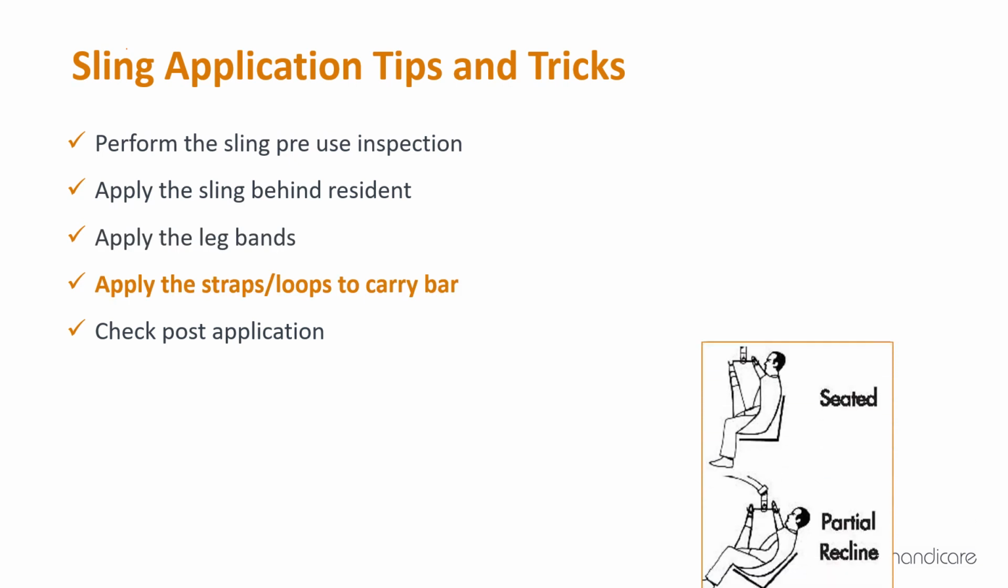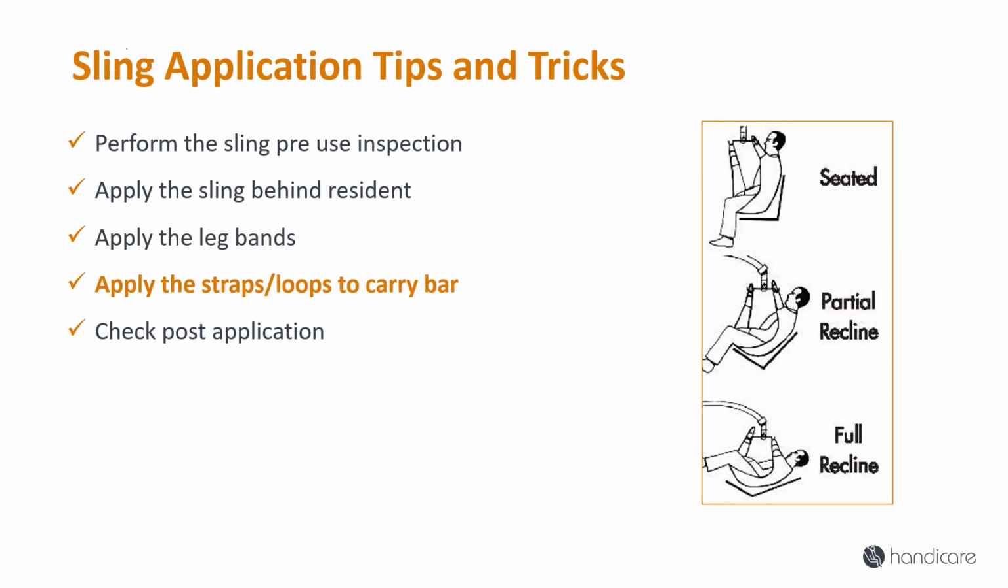Next, apply the straps and loops to the carry bar. The selection of straps and loops will be determined by the resident's needs and abilities. The various strap and loop options enable the caregiver to position the resident in a seated to a more reclined position.